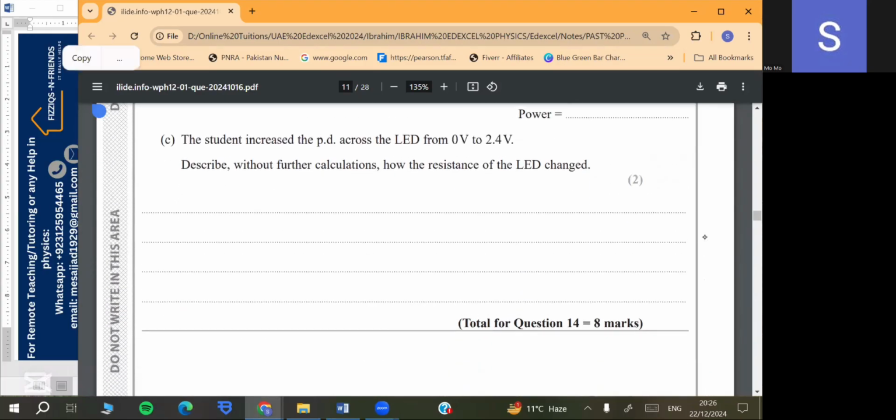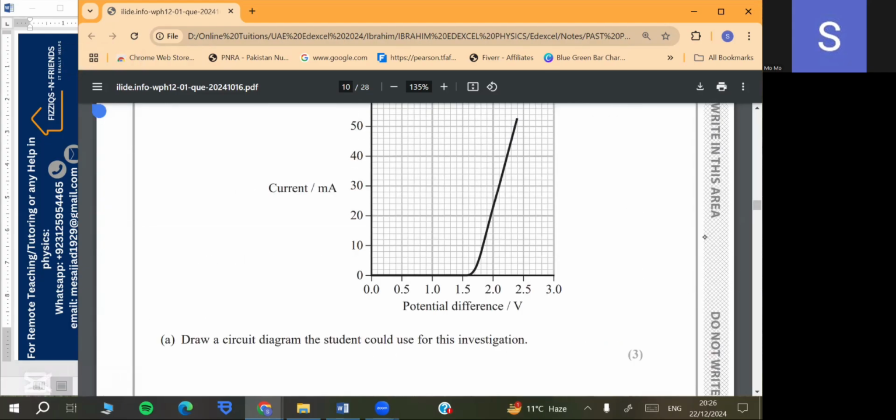The student increased the potential difference across LED from 0 to 2.4. Describe without further calculations how the resistance of LED changed. So what will happen? Now here we will see that from the graph, we see that it is a typical diode. You see? The diode graph always starts from here like this. It always stays at 0 in this region because of forbidden gap.